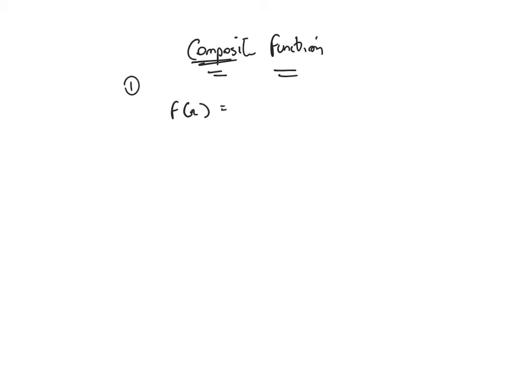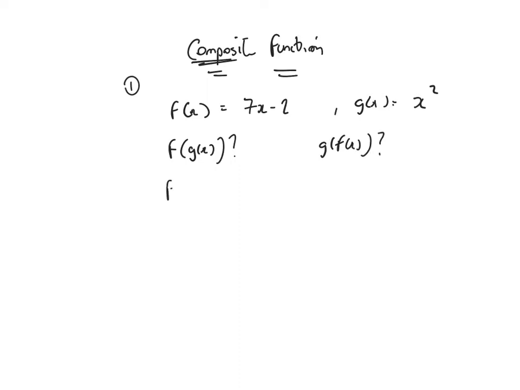Example 1: f of x equals 7x minus 2 and g of x equals x squared. We're going to find f of g of x, and g of f of x, so two separate questions. f of g of x: g of x is x squared, so that's f of x squared. What does the f function tell you to do? Whatever's in the bracket, you write it down, you times it by 7, you take away 2.